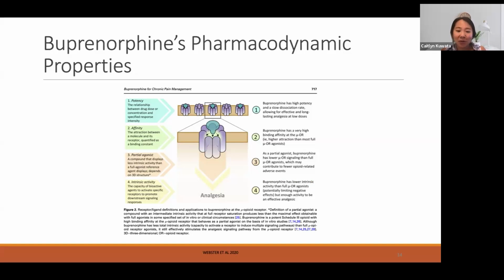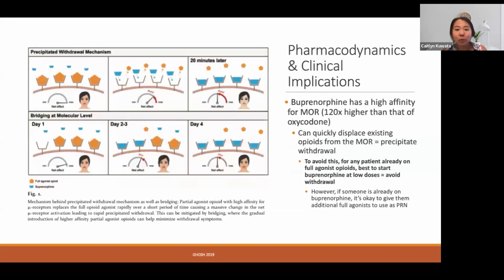So we'll go into a little bit more detail of clinically what this means, but basically it activates the opioid receptors, but how it activates it, or the degree it activates it, is different, and therefore you have less risk of side effects. However, you still do have analgesia provided.